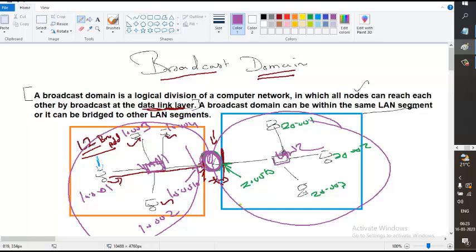A switch we draw as a rectangle. You see, all are in the same network, 20, 20, 20, beginning with 20. Here, every IP address starts with 10.